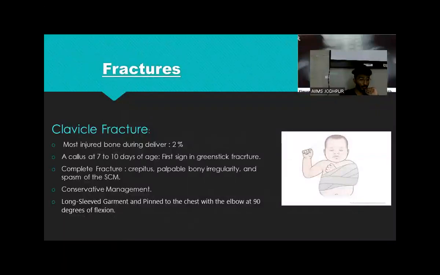So now coming to fractures. Among fractures, clavicular fracture is the most common fracture which can occur, usually in 2% of cases among 1,000 deliveries. If it is not a complete fracture, callus formation at 7 to 10 days of life would show a greenstick fracture. In case of a complete fracture, we could feel crepitus, palpable bone irregularities, and spasm of the sternocleidomastoid muscle. Usually we go with conservative management with long sleeve garments pinned to the chest with the elbow at 90 degrees of flexion.